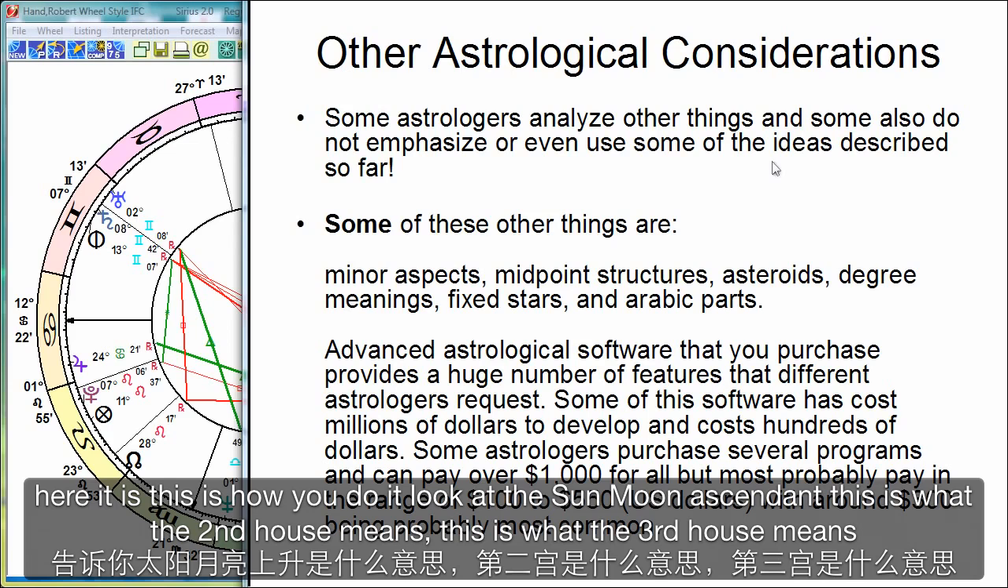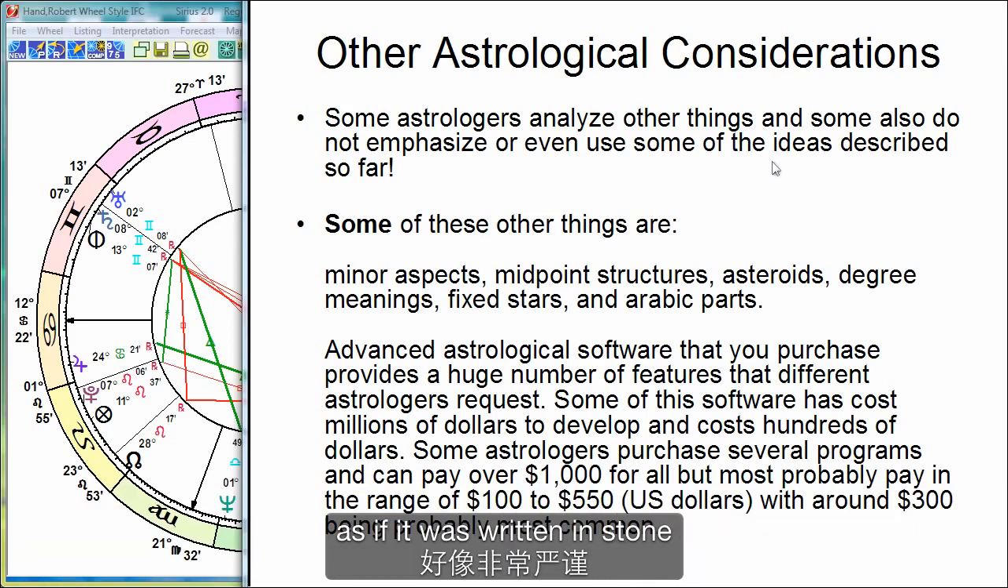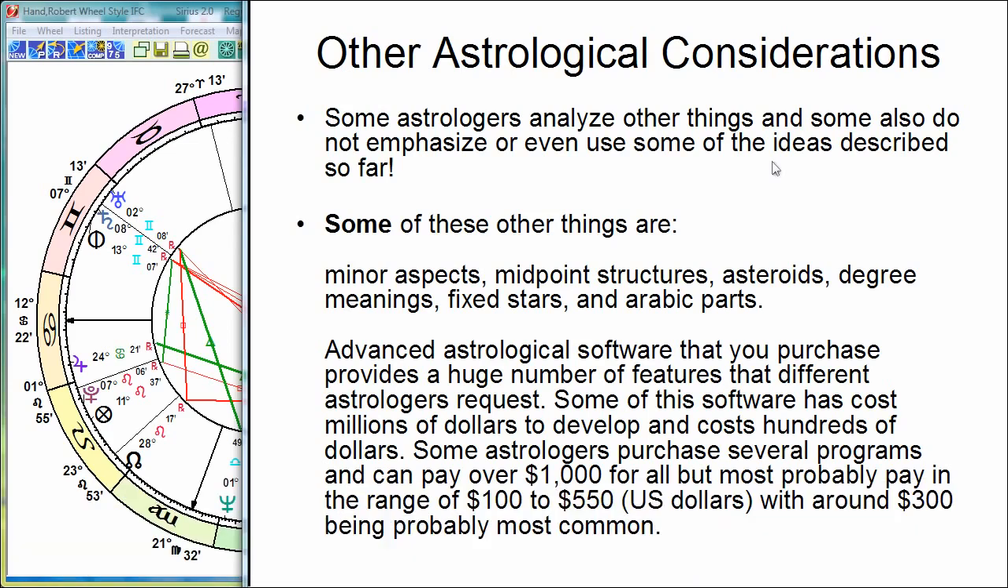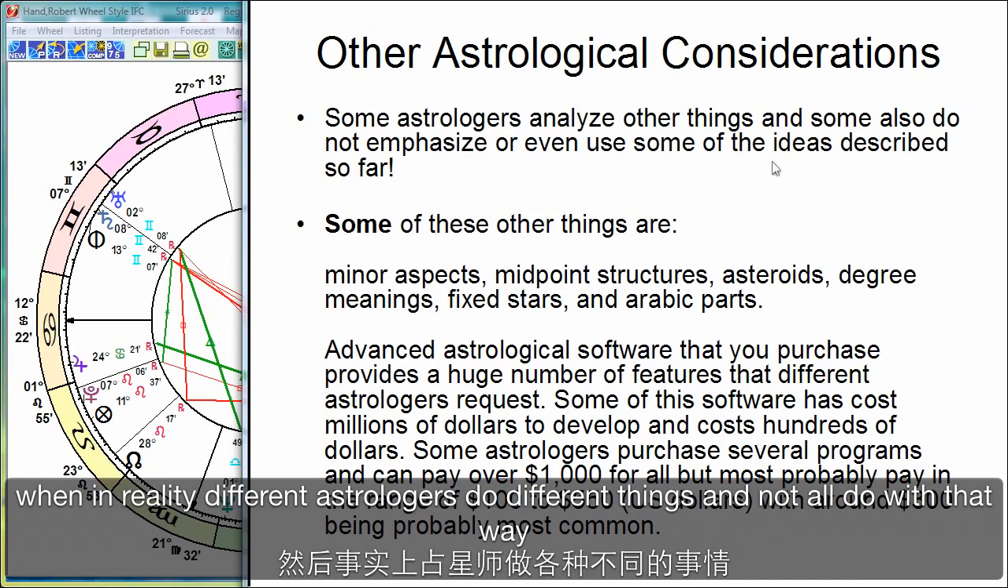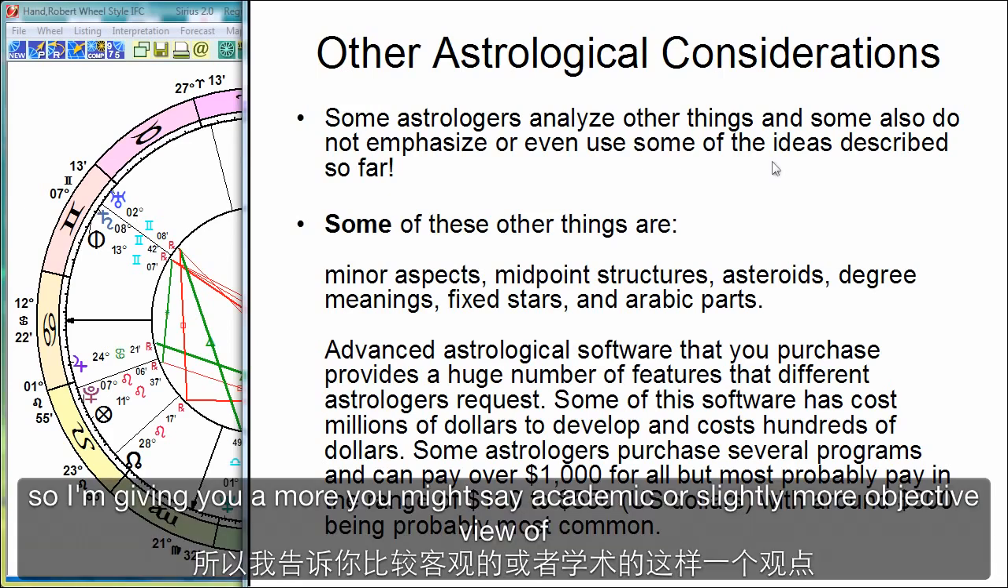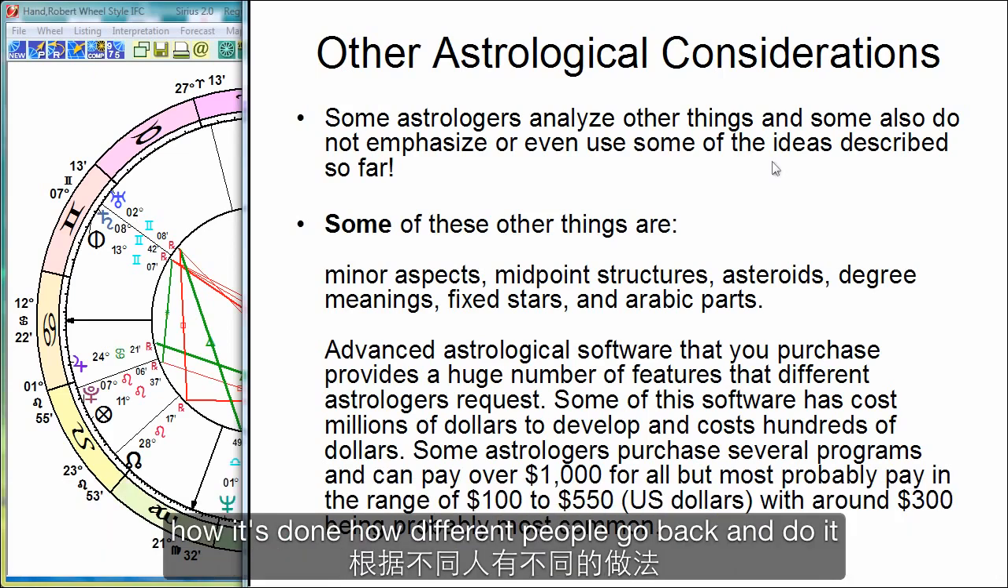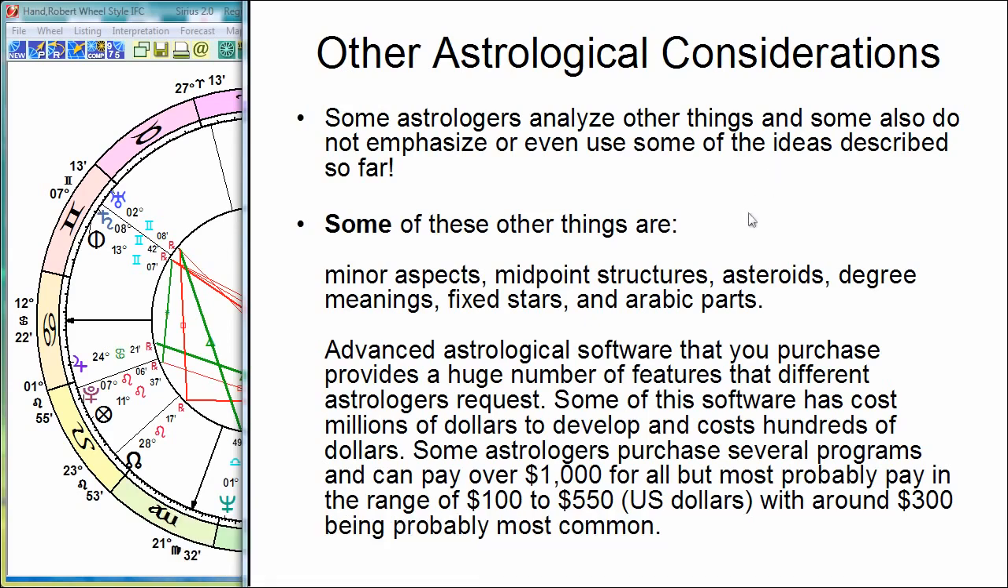This is what the third house means, as if it was written in stone, when in reality, different astrologers do different things, and not all do it that way. So I'm giving you a more, you might say, academic or a slightly more objective view of how it's done and how different people go about doing it.